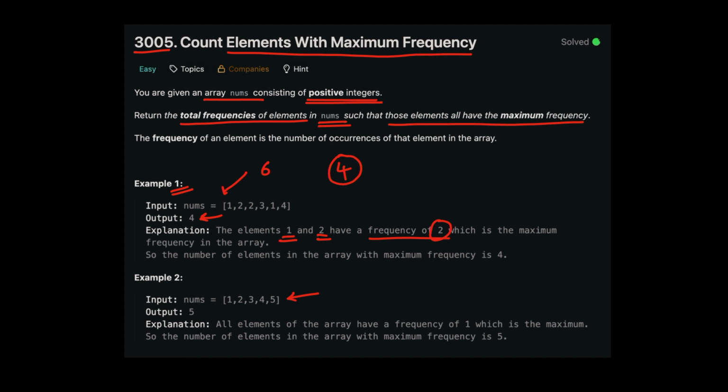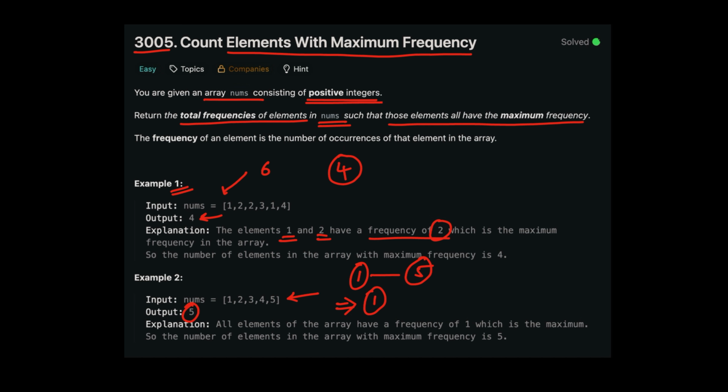Similarly, in example number 2, we have all unique numbers starting with 1 all the way to 5. As there are no duplicates, the maximum frequency is 1. As all of the numbers share the same maximum frequency of 1, the total output is 5. As you must have guessed, the problem statement is very easy and straightforward, and so is its solution.